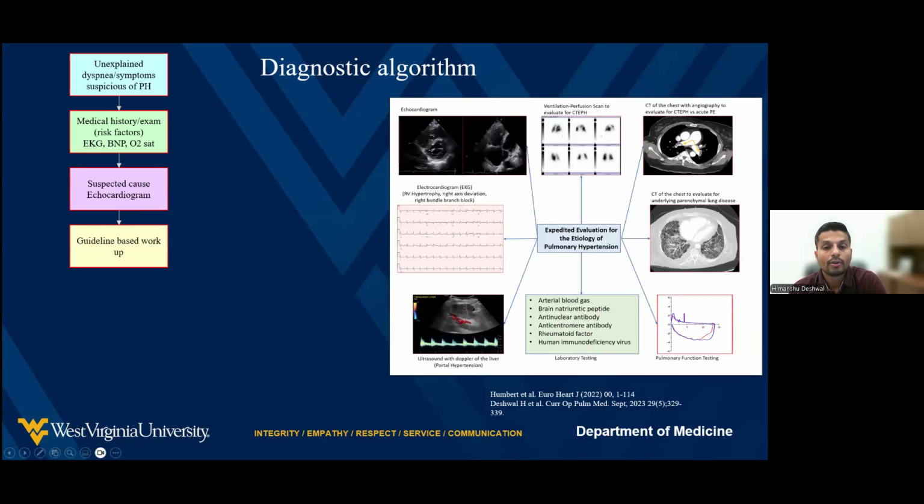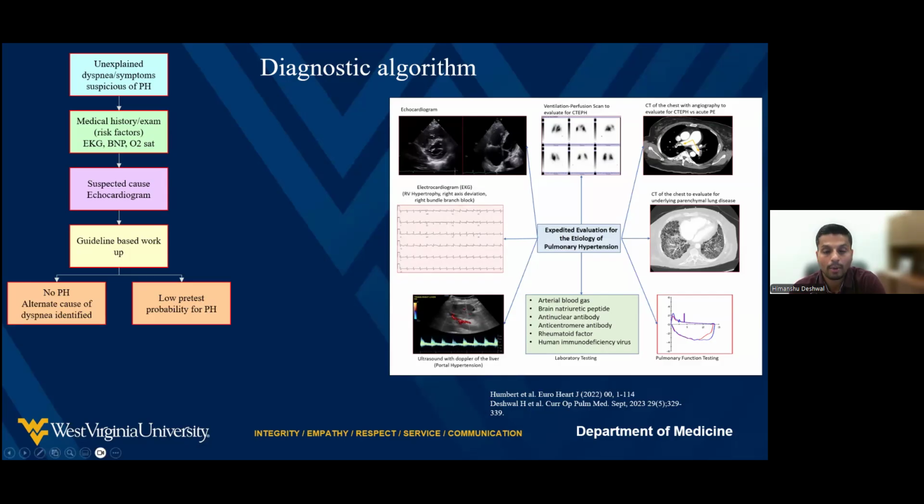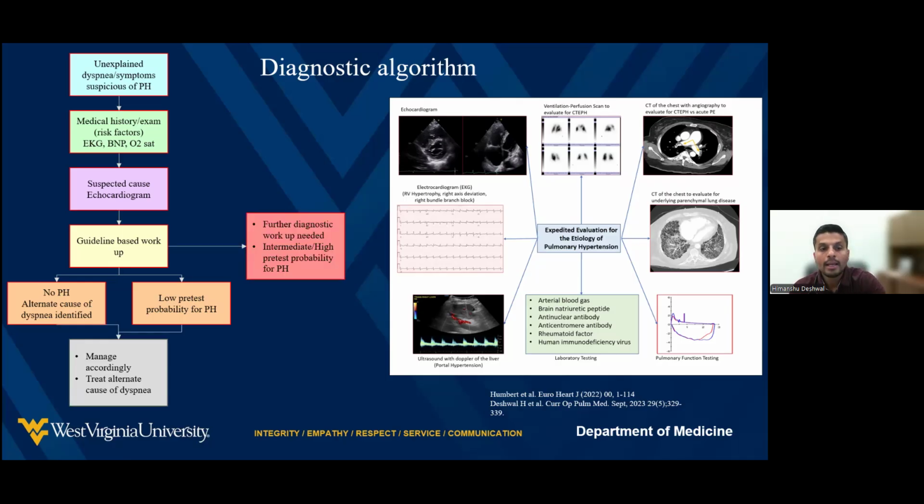Now, based on the echocardiogram, you can decide whether to pursue guideline-based workup of pulmonary hypertension to rule out causes. Basically, what that will show is whether they don't have pulmonary hypertension, so echo is normal, then you have to think about other causes of shortness of breath, or they have low pretest probability, so they have no risk factors for pulmonary hypertension and the echo is normal, then you can think about other causes and treat them accordingly. If it is intermediate, so RV is dilated, but you don't have an RVSP, or RVSP is severely high, and then you have a dilated right ventricle, then that gives you intermediate to high probability.